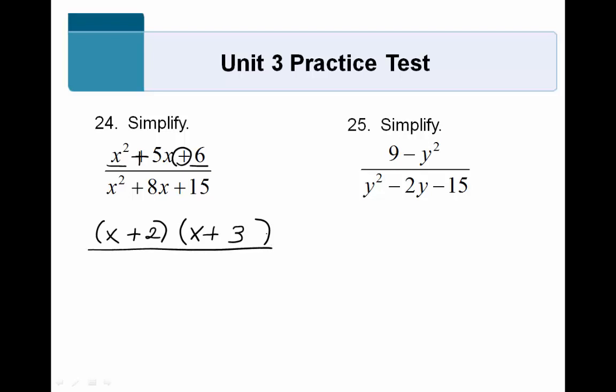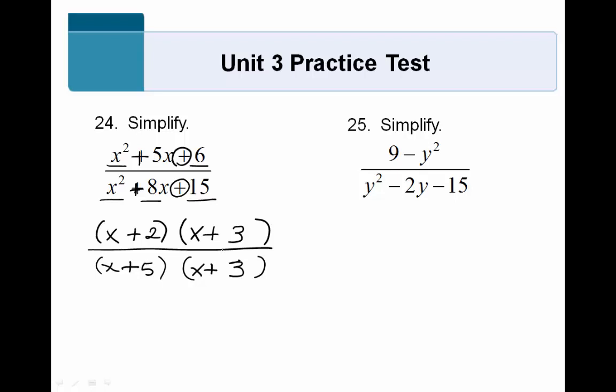Now I'll factor x squared plus 8x plus 15. X times x is x squared. Factors of 15 that will add up to 8x, both of my signs are the same. I know that 5 times 3 is 15, and 5 plus 3 will add up to 8. And it needs to add up to positive 8, so both of these will be positive.